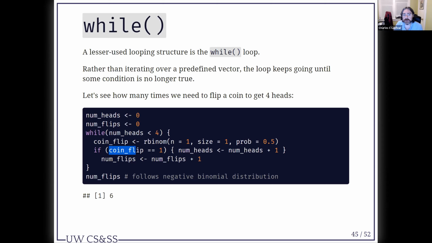If my coin flip is equal to 1, we're going to call that a heads. Take my number of heads, increase it by 1. So it increments the number of heads. And then, no matter what, whether it's heads or tails, increase the number of flips by 1. It just keeps running this until the number of heads equals 4. This time when I ran it, it took 6 flips of the coin to get 4 heads.